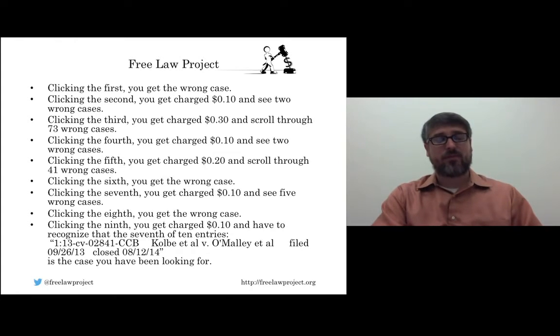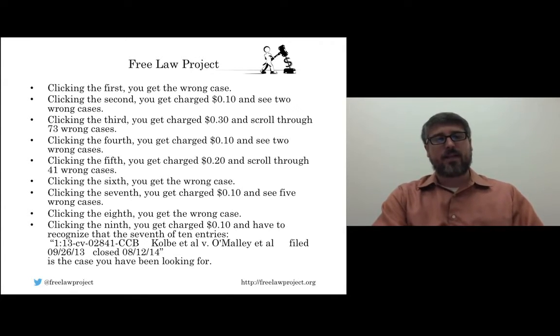If you click the first one, you get the wrong case. If you click the second one, you get charged 10 cents, you get 2 wrong cases. You click the third one, you get charged 30 cents, and you'll have to scroll through 73 cases to make sure that none of them are Colby versus O'Malley. You click on the fourth O'Malley, you get charged 10 cents, and you see 2 cases that are not the one you're looking for.